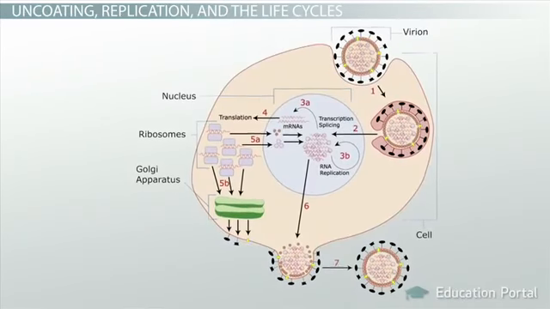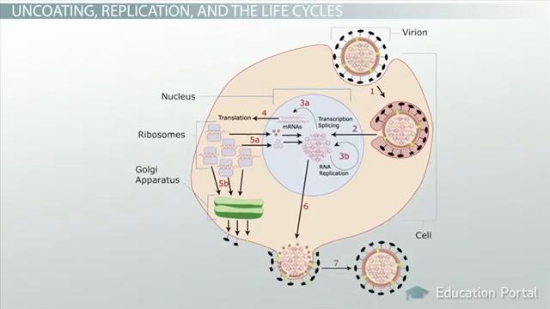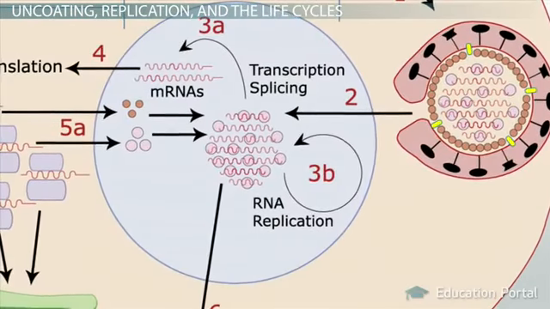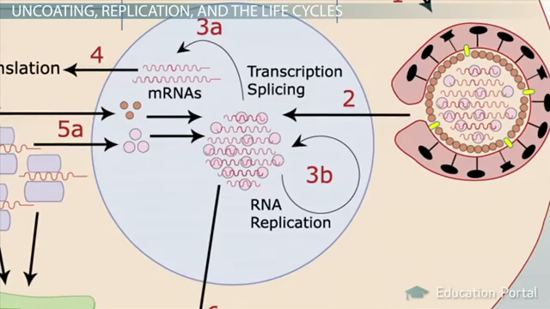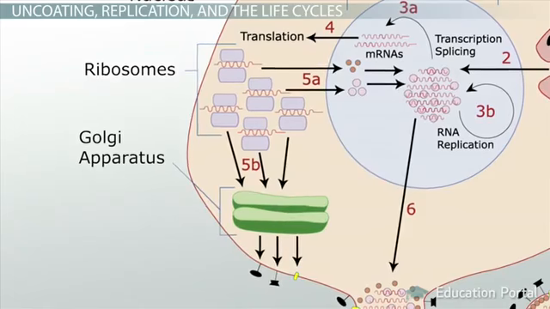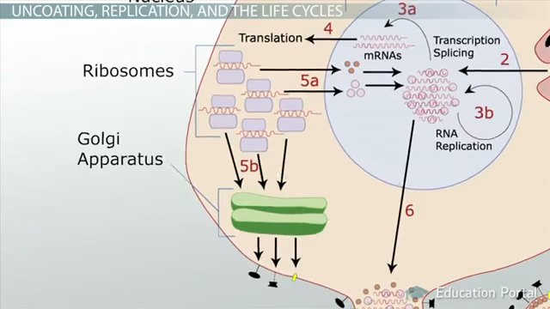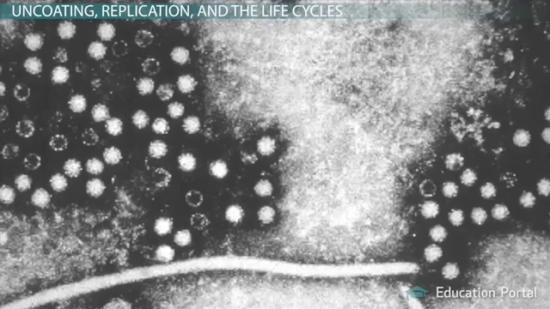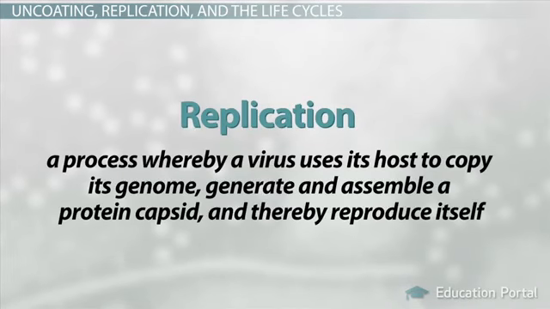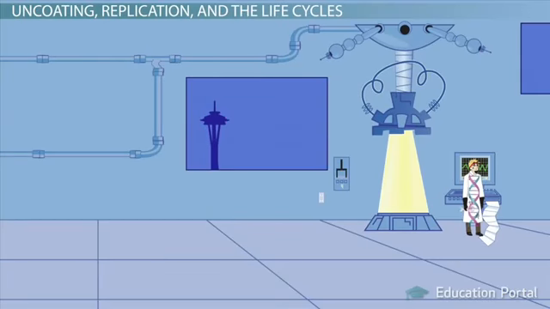In general, what you need to grasp now is that the viral genome will take over the host cell in order to copy its own nucleic acid many times over and use the organelles and metabolic processes of the cell to create and assemble the proteins for its capsid. This entire process is called replication, which is, again, a process whereby a virus uses its host to copy its genome, generate and assemble a protein capsid, and thereby reproduce itself.